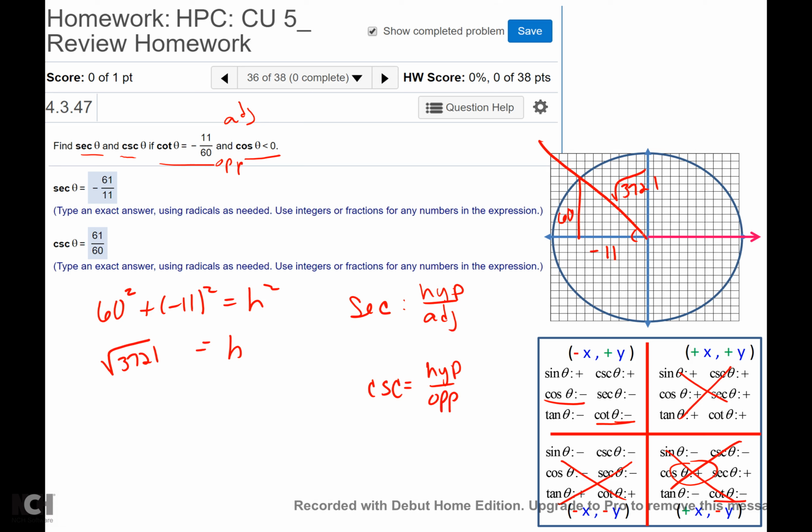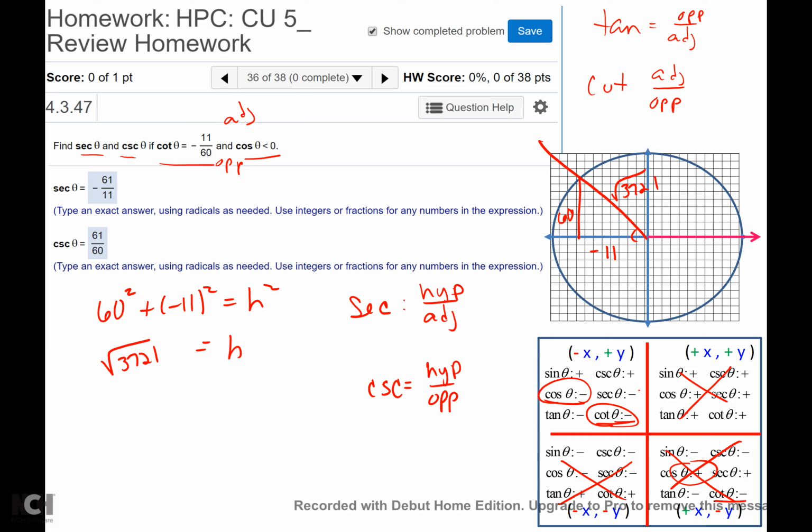What the heck are we doing here? Cotangent is adjacent over opposite, right? Tangent is opposite over adjacent. So cotangent is adjacent over opposite. We're in quadrant two, right? Cosine's negative, cotangent's negative. Yeah, I'm in the right quadrant. What did I do wrong?